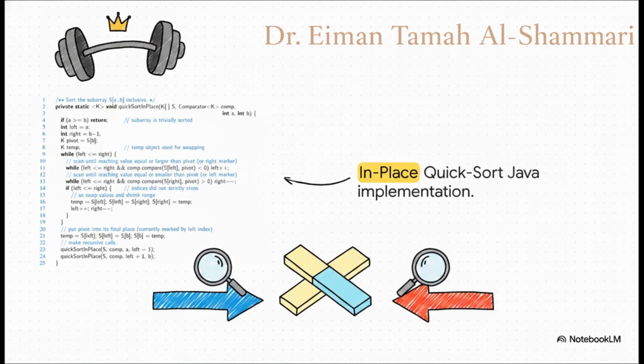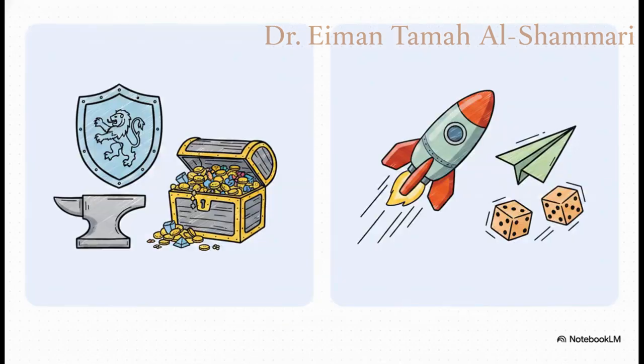It doesn't go and create brand new arrays for the less than or greater than piles. Instead, it uses two indices, a left and a right marker. The left marker scans forward until it hits an element that belongs on the right, and the right marker scans backward until it finds one that belongs on the left. When they both find one, they simply swap elements directly within the original structure. This brilliant little technique means Quicksort requires virtually zero extra memory. Pitting them head-to-head, we see some fascinating trade-offs.